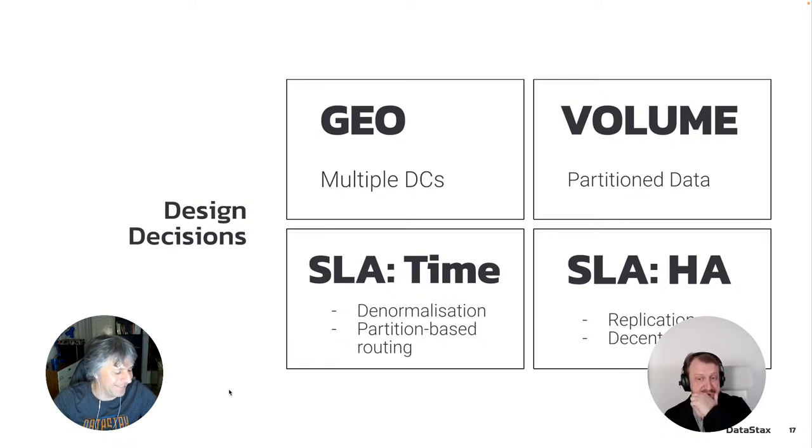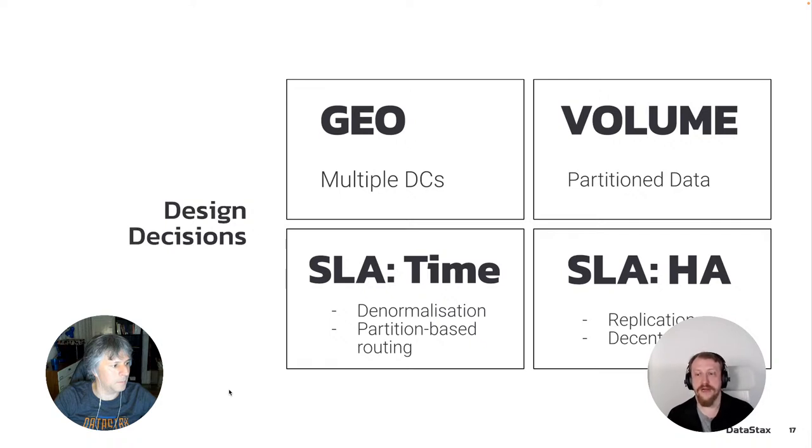Then, to answer requirements for time, we will need denormalization, because denormalization is one of the most important improvements you want to implement to get your answers very quickly. And we will need partition-based routing, so we will not search for partitioned data across multiple servers, but we will hit the server that stores our data directly without any additional search operations. Otherwise, it will be slow.